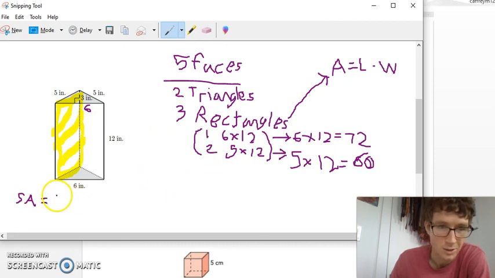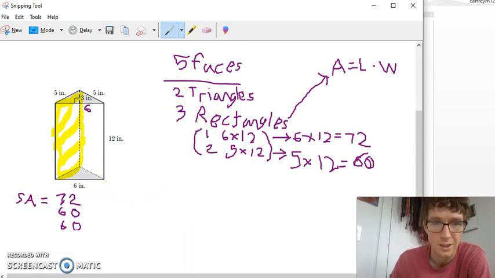We got 72. This is from our 6 by 12 rectangle. Then we got 60. Then we got another 60. So that's 3 of our faces so far. And now we just got 2 more. That's our 2 triangles. Remember, our 2 triangles are going to be the same.